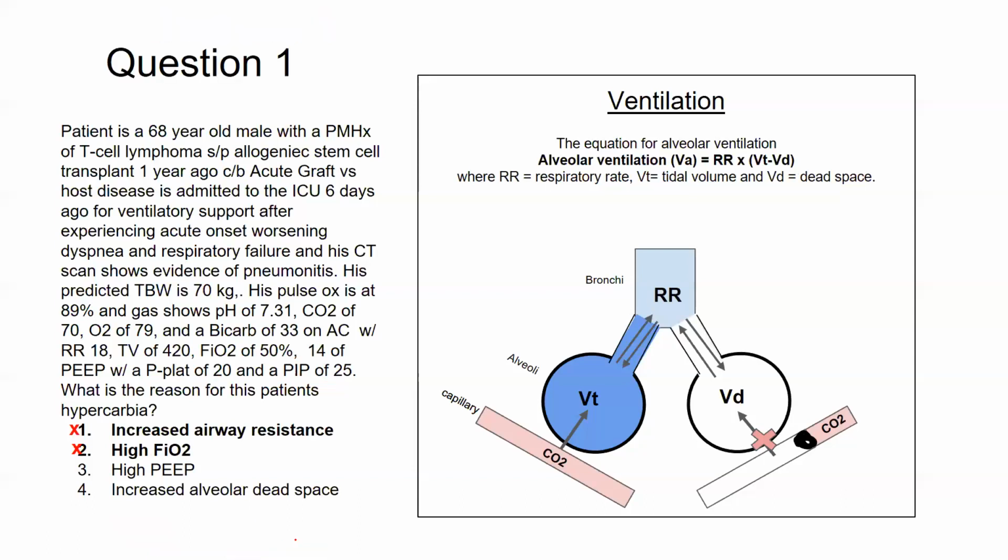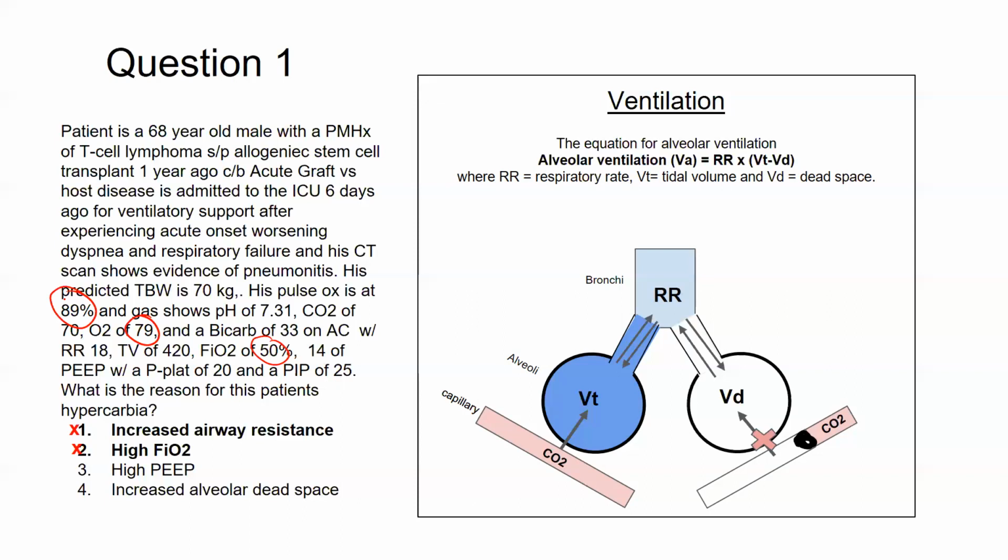Next one, increased FiO2. There is the theoretical concern with someone that gets high FiO2 that it causes vasodilation to the lungs in areas where there should be hypoxic vasoconstriction, and that can worsen dead space ventilation. So there is that theory, but this patient's not hyperoxic. If you look, he's on FiO2 50%, but his PaO2 is actually 79 from his ABG, which is not hyperoxic, and his pulse ox is 89%. So he's not having really shunting from that.